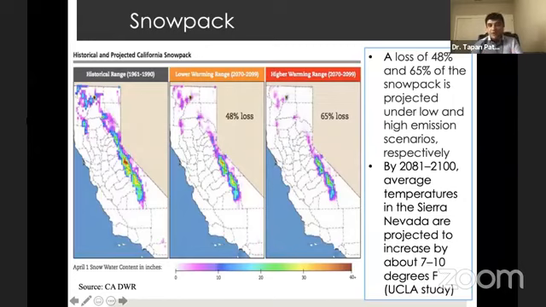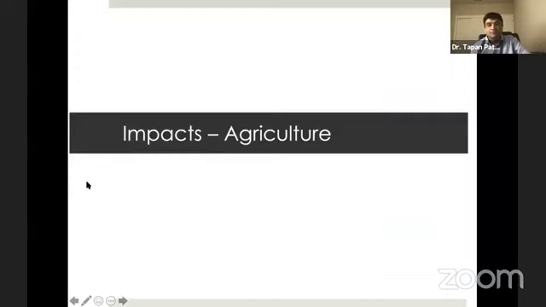So I mentioned snowpack in the Sierras region. That's where most of the snowpack happens and stays during the springtime, and that becomes a natural water storage for California. The historical range is between 1960 and 1990, and under low and high emission scenarios, we are going to expect a 48 to 65% loss in that snowpack in that region. That's going to be a substantial loss, and ultimately it's going to also impact agricultural water supply.